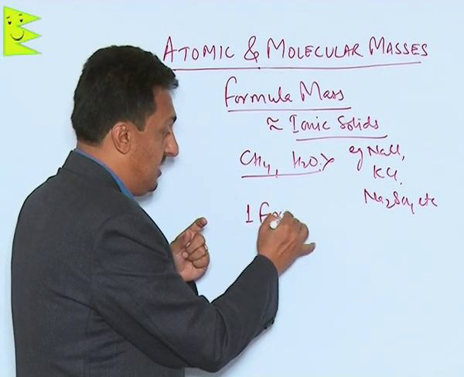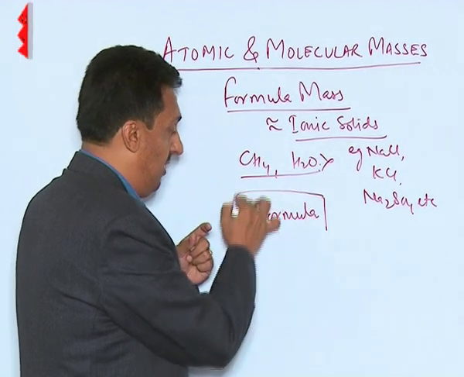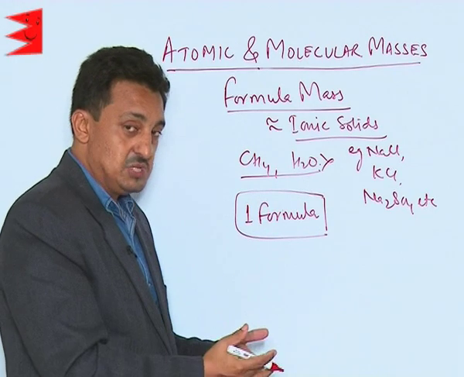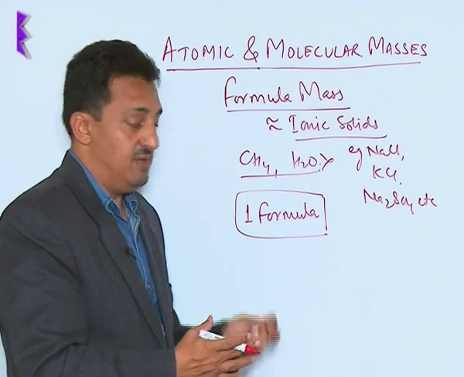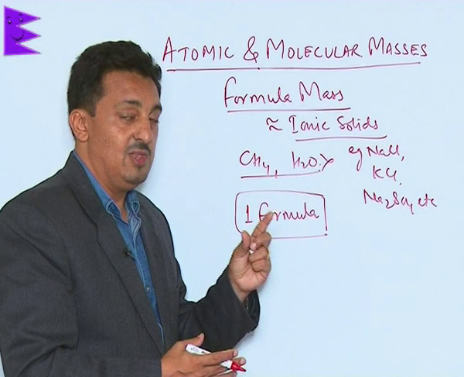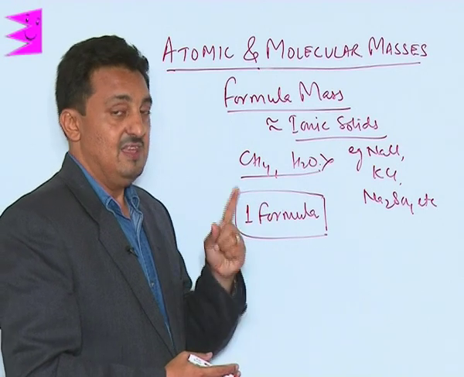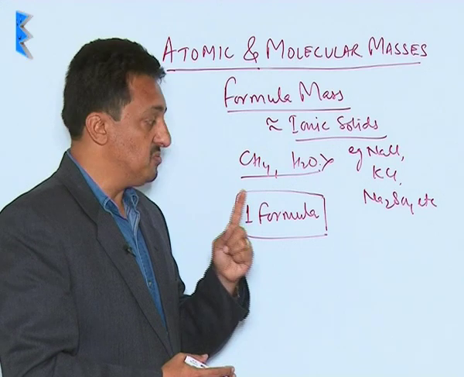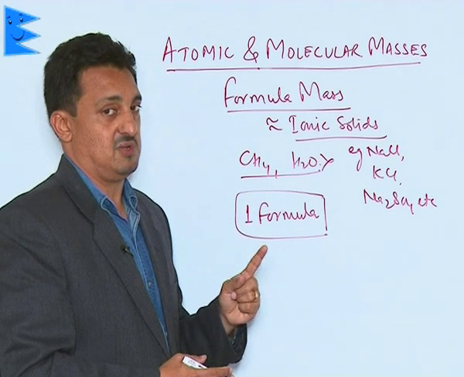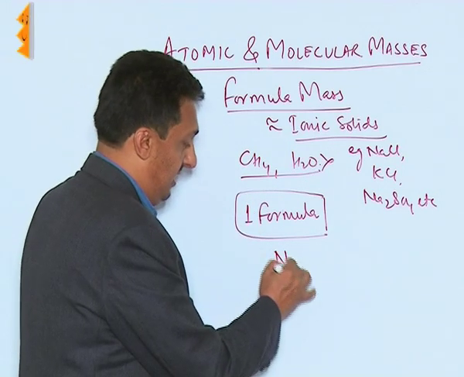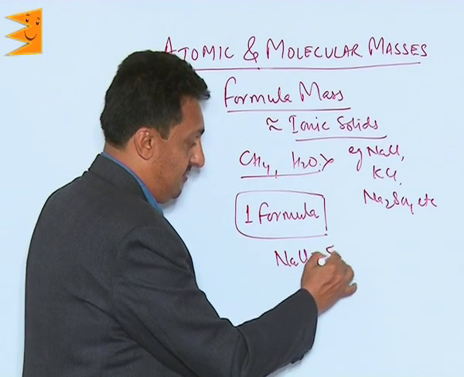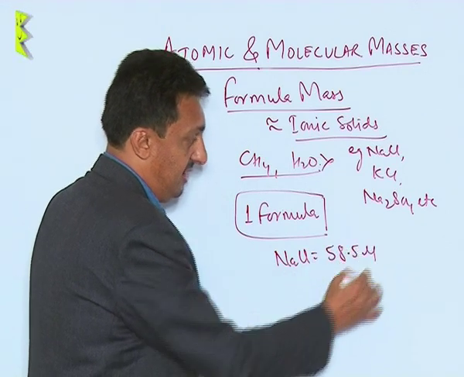We concentrate on the one formula of that substance, and that is why the mass of the simplest one formula of that substance is called formula mass. I'm repeating again: the mass of the simplest one formula of that substance is called its formula mass. That is why for NaCl it is taken as 58.5 u.